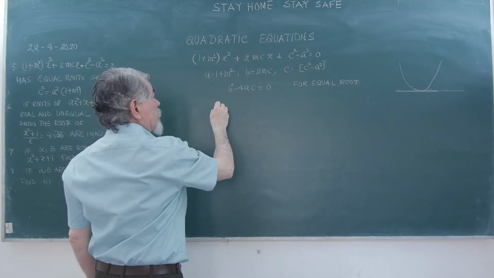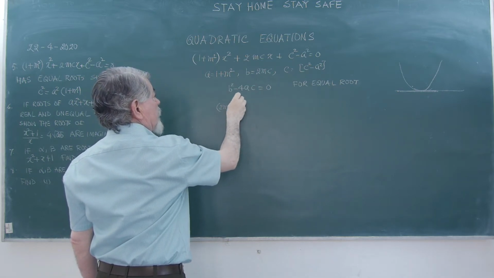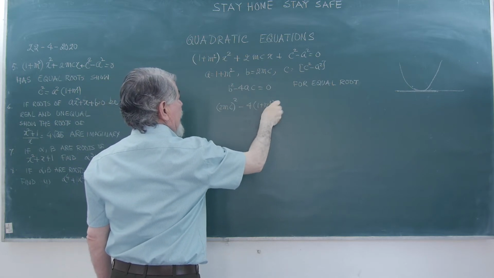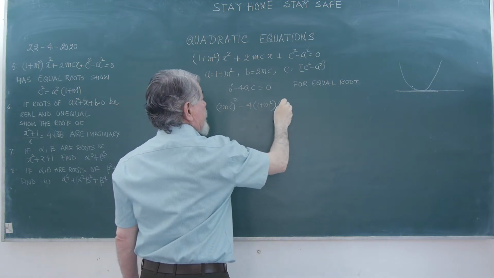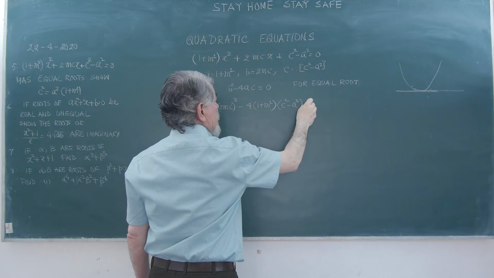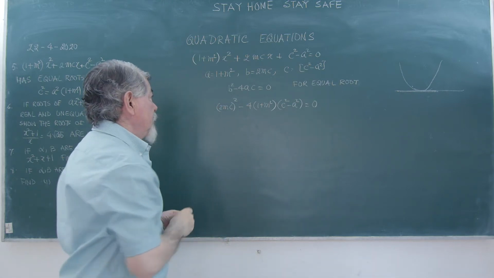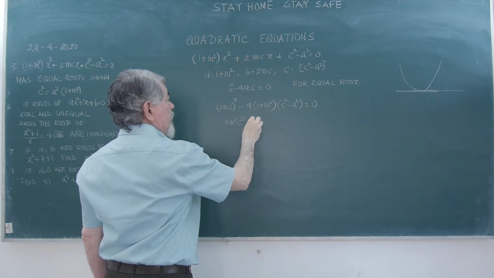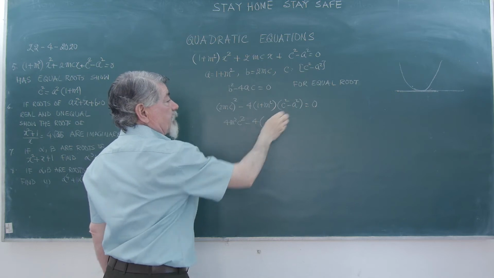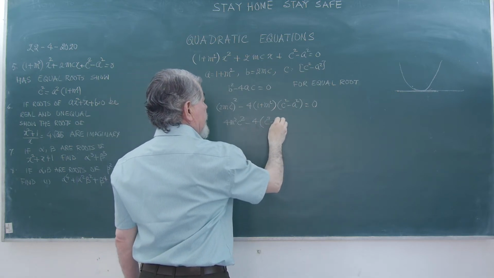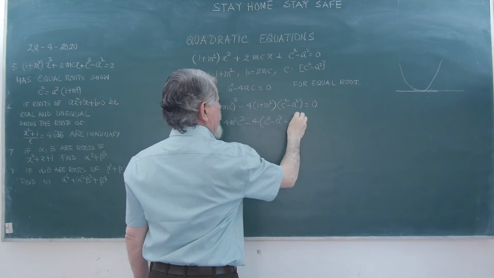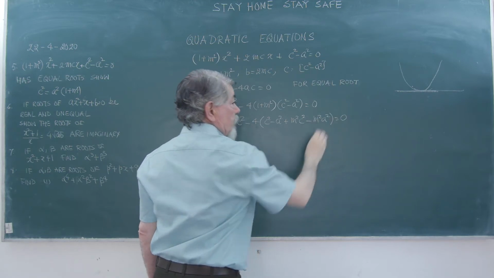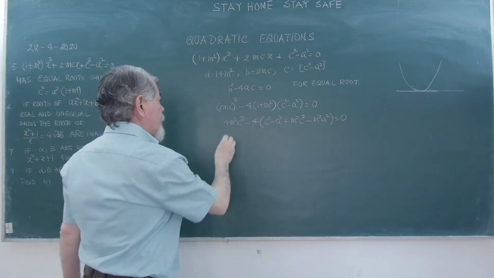b is 2mc whole square minus 4, a is 1 plus m square, and c is c square minus a square, is equal to 0. Let us solve this equation. 2mc whole square means 4m square c square minus 4. Let us multiply 1 plus m square into this. It will be c square minus a square plus m square c square minus m square a square is equal to 0. And there is a 4 outside, so 4 also will multiply.